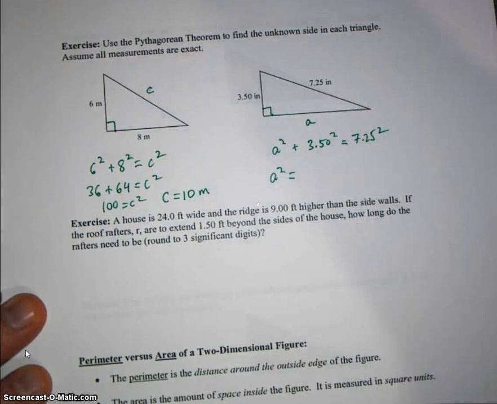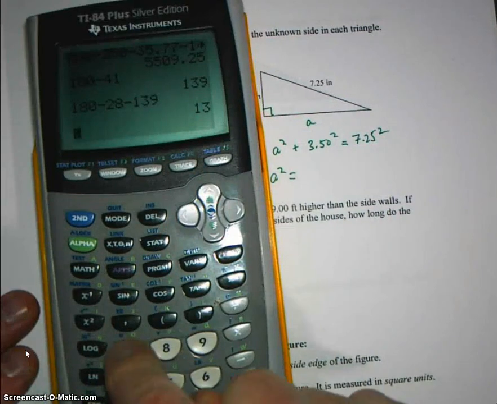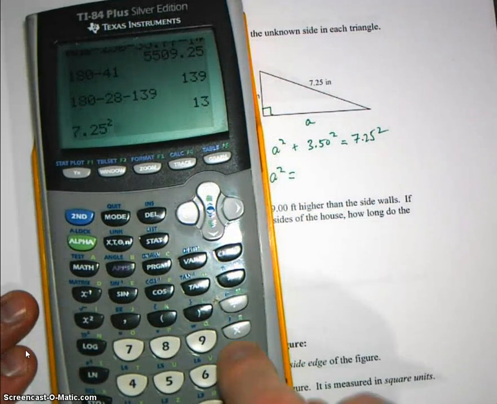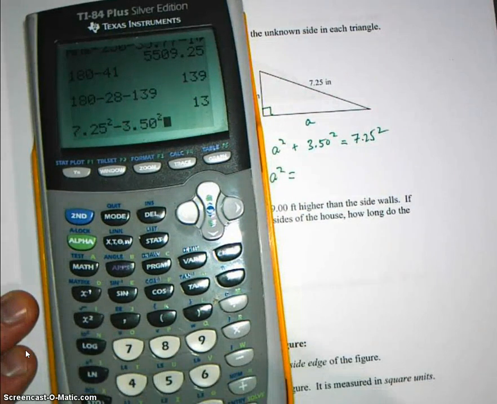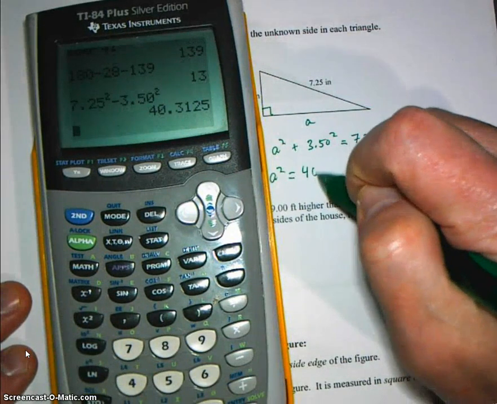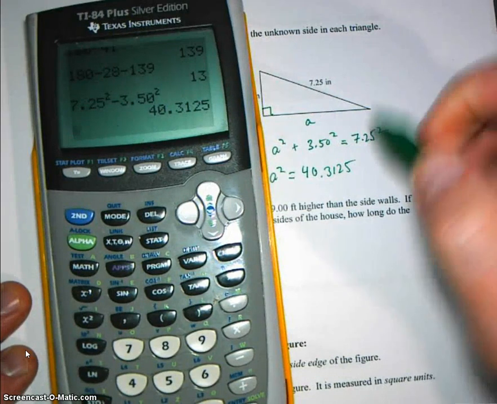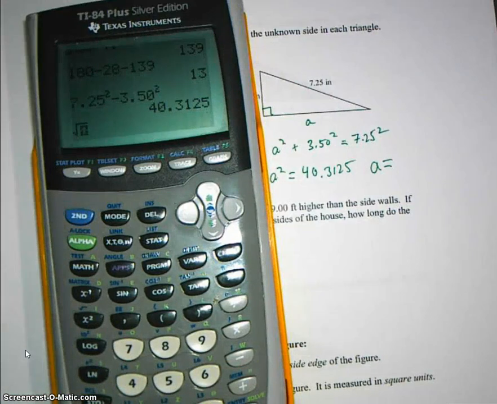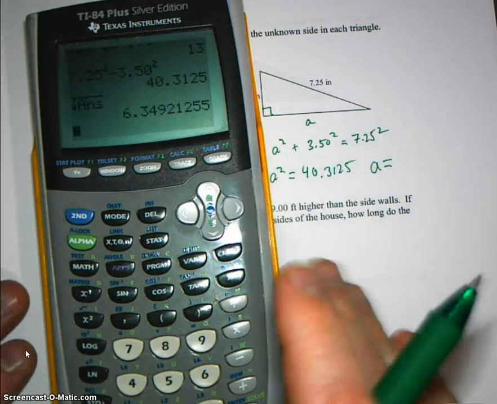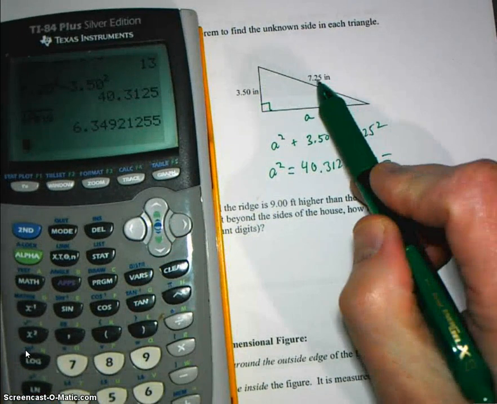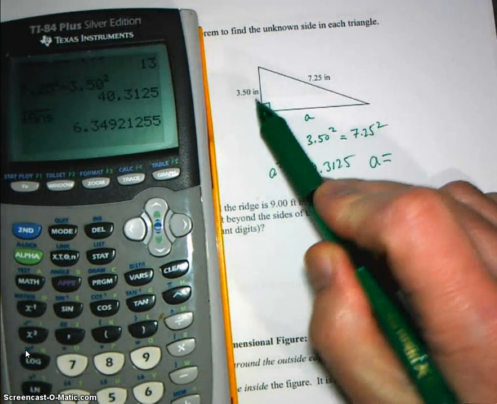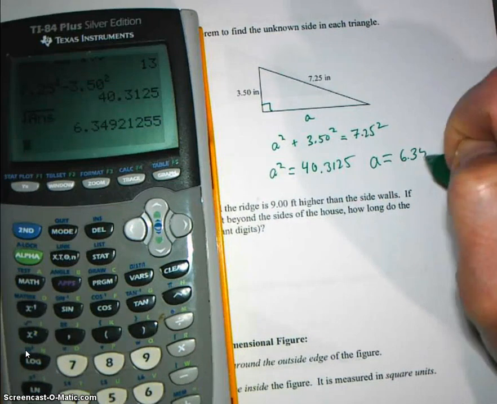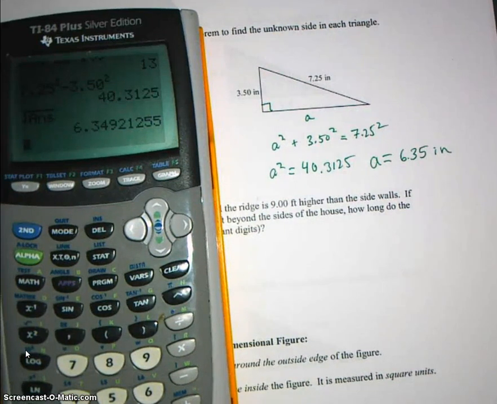So a squared is, I'm going to grab my calculator, I'm going to do 7.25 squared, and then I would subtract this to the other side, so minus 3.50 squared is 40.3125. Take the square root. A is the square root of that answer. And both these numbers were told to be exact, but they only gave us 3 significant digits, so it would still make sense to only give 3 significant digits here. So I'm going to call that 6.35 inches.